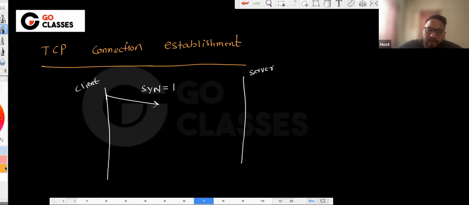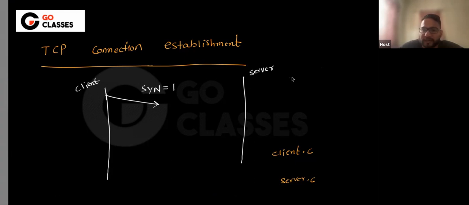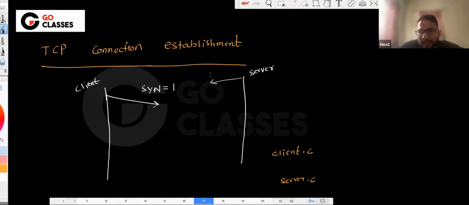Now tell me, suppose I have two files, just for illustration purposes, one is client.c and one is server.c. Should I be running server.c first or client.c first? Tell me. Which one should I run first? Client or server? Server, right? Why? Because the server should always be in the passive open condition. If the server itself is closed, then there is no point in sending any request to the server.